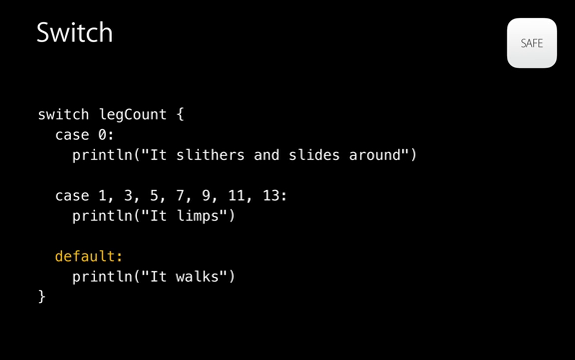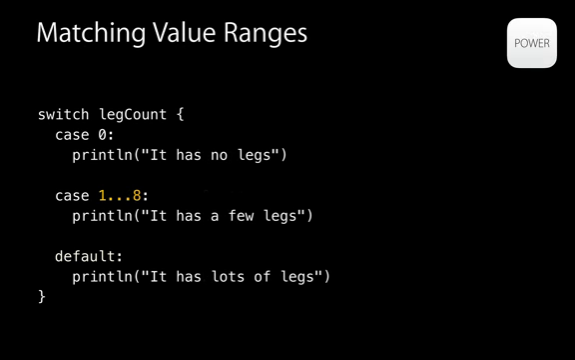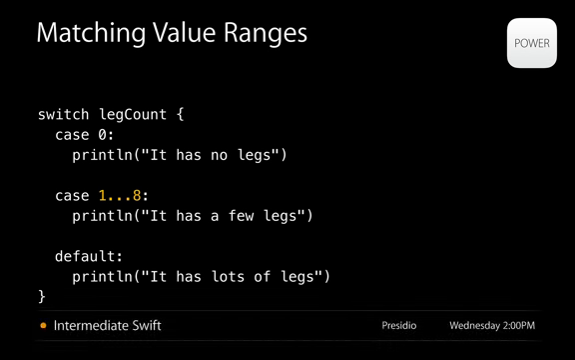So we've matched against individual values here. But what if I want to match against a lot of values, a big range of values? Well, I can do just that. I can match against a range. So this is bringing in pattern matching now a little bit. So here we have 0 still, no legs. 1 to 8 has a few legs. And this is this closed range operator that Dave showed you earlier. It includes both the 1 and the 8, 3 dots. So that has a few legs, otherwise lots of legs. So that's an introduction to our pattern matching. There's a whole load more awesomeness that you can find out about by watching the intermediate Swift talk.